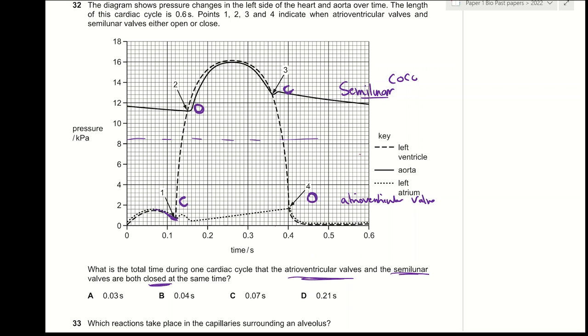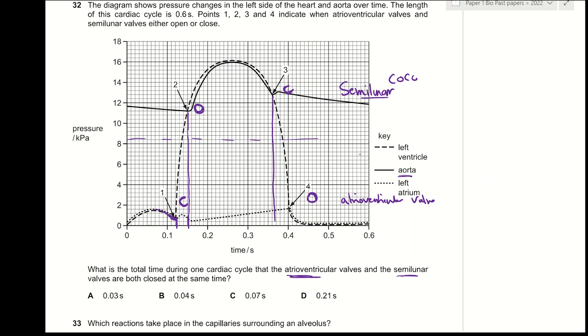Therefore, it closes. Now, for 2, here we're talking about the semilunar valve. The reason for this is we could see the aortic pressure line and the pressure in the left ventricle. So as the pressure in the left ventricle increases, this means that there's enough pressure to push the semilunar valve open. Therefore, at 2, it opens. Now, let's see here which periods are both the semilunar and the atrioventricular valve both closed. Now, this region is going to be between 1 and 2. The period between 1 and 2 is where both of them are closed, same with 3 and 4.